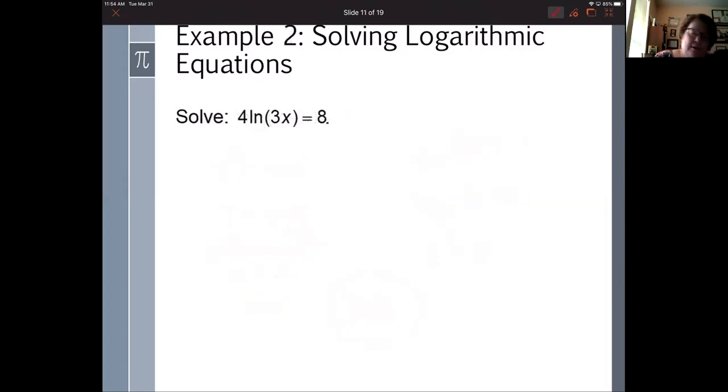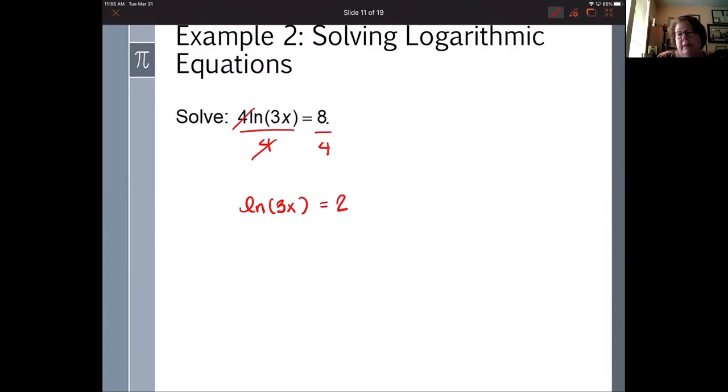All right, let's see if we can't solve this one. So first thing you need to do is have it in the form where you have the logarithm isolated on one side of the equation equal to a constant. That's not the case here. I have that factor of 4 outside the logarithm on the left-hand side of the equation. So I'm just going to get rid of that by dividing. So I'm going to divide both sides by 4. The 4 cancels on the left-hand side, and I'm left with the natural log of 3x. 8 divided by 4 is 2.